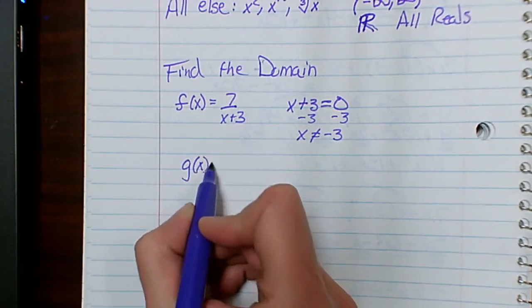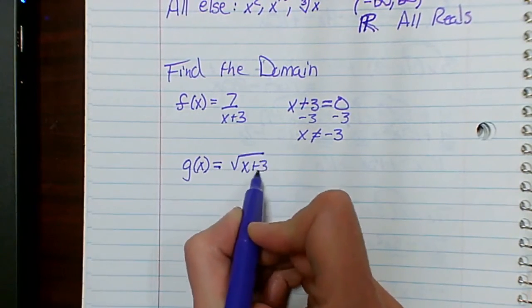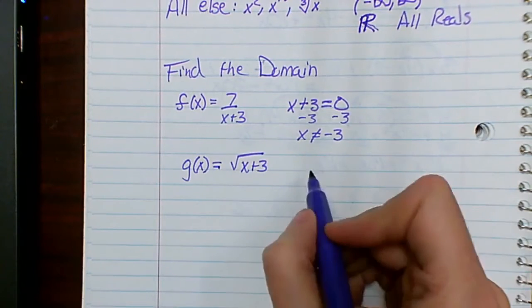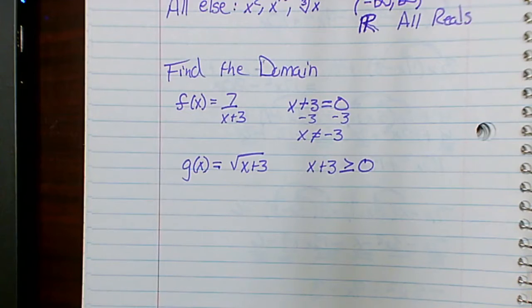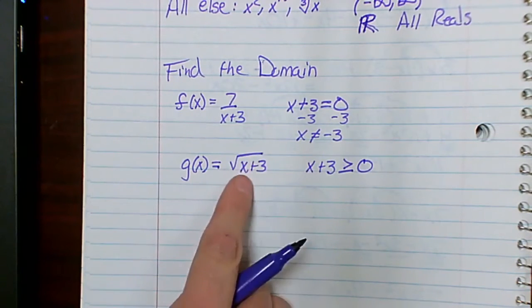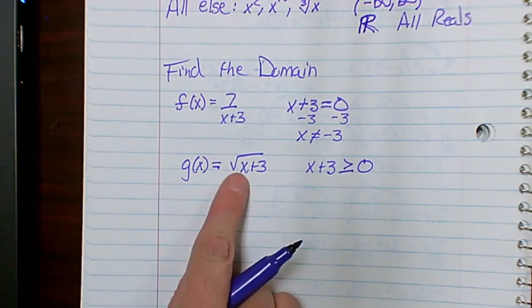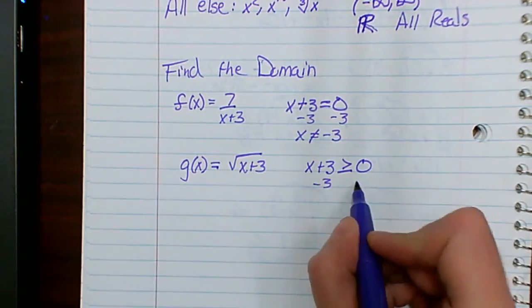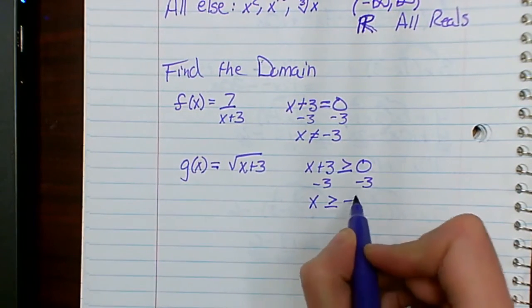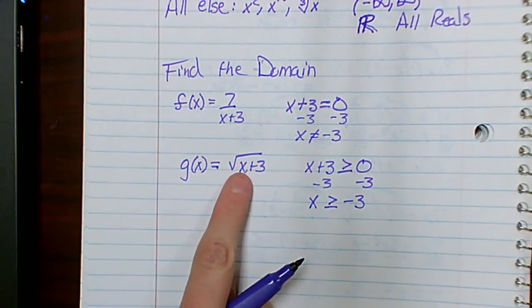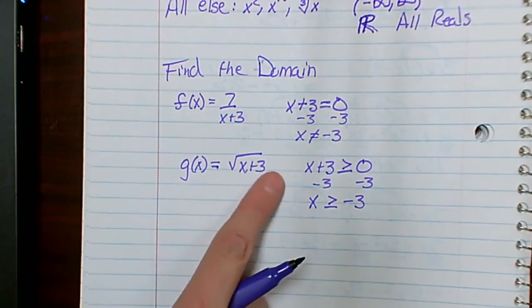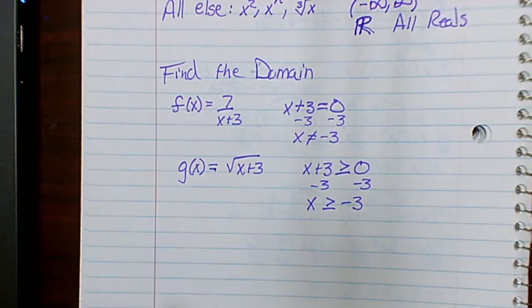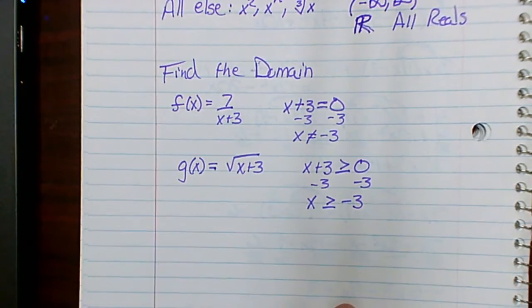G of x equals square root of x plus 3. We have a square root, so what we have in the square root is x plus 3. It has to be greater than or equal to 0. This whole thing can be replaced by 0 or anything bigger. But let's pinpoint the x. Let's solve for x. So x has to be greater than or equal to negative 3. If negative 3 is plugged in there, we get square root of 0, which is 0. Anything bigger than negative 3 will give us a positive value that we can evaluate.